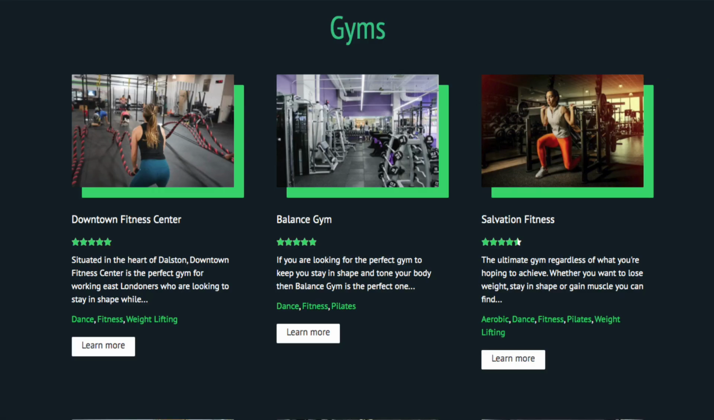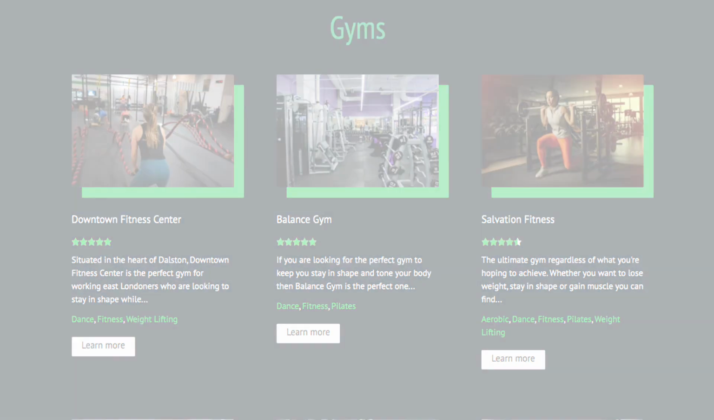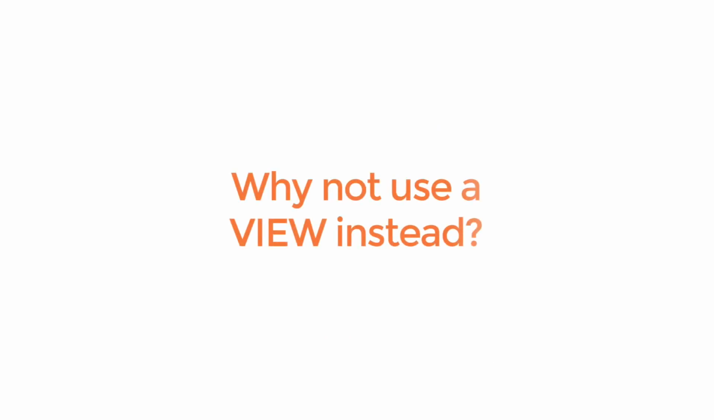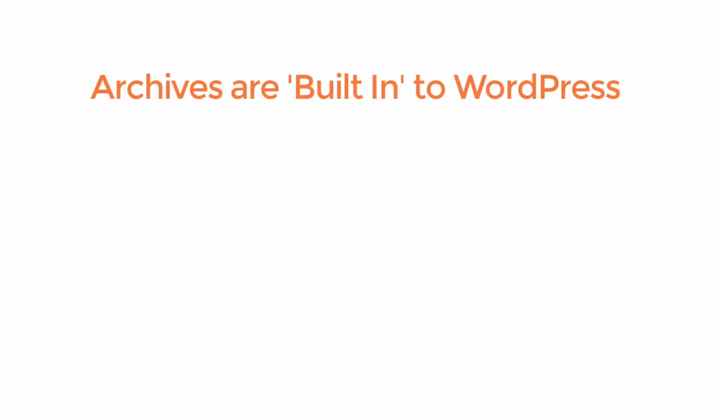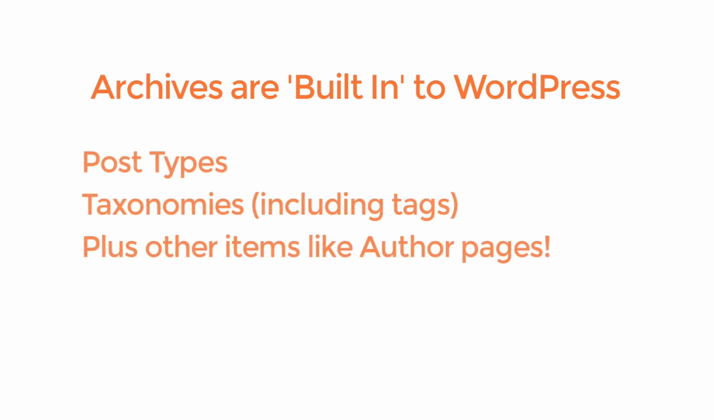Looking at this on the front end, we see our customized heading. Okay, now that you know the basics of creating an archive page, you might be wondering why you don't just use a view instead. It's a subtle answer. Mainly, it's built in. WordPress creates archives for all post types and taxonomies automatically. You cannot prevent or disable this. It's just how it works from WordPress.